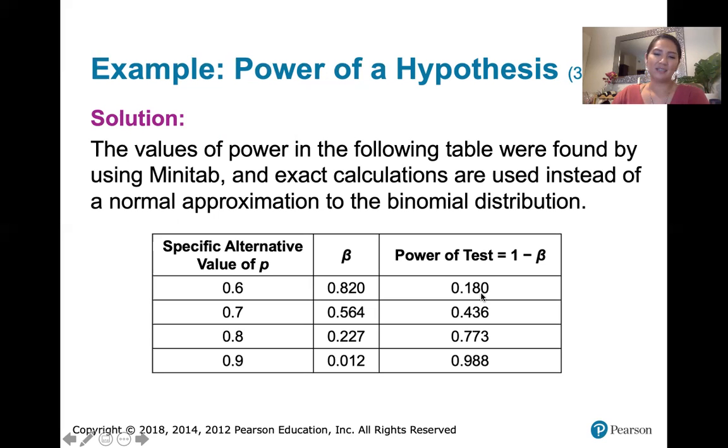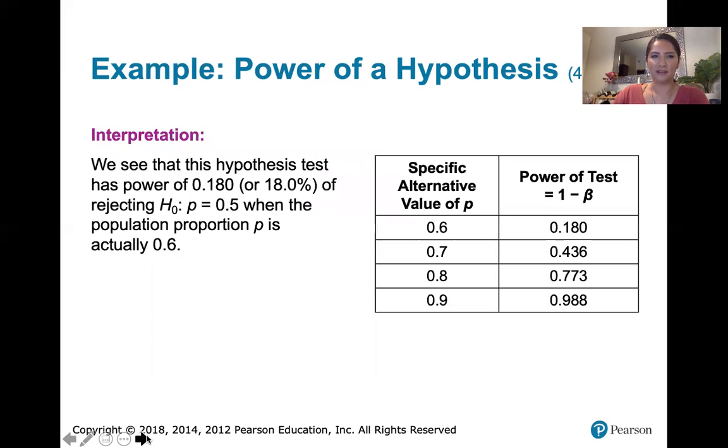Our goal is not to be able to come up with these numbers, but to be able to interpret them. So let's talk about interpreting them. We see that this hypothesis test has a power of 0.18 or 18% of rejecting the null, which is that the population proportion is 0.5, when the actual population proportion is 0.6.